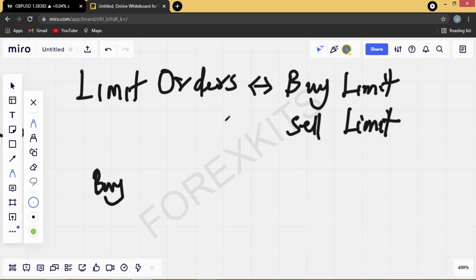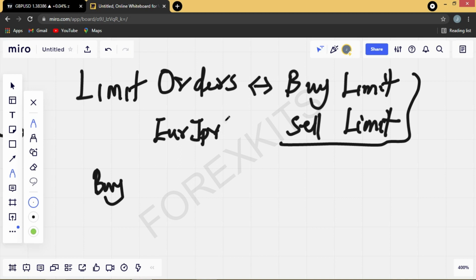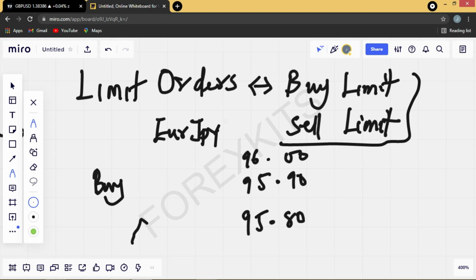You're willing to get into a buy trade, and remember, for a buy trade you expect price to go up, right? Let's take an example. Let's say that you are trading Euro JPY. Euro JPY is the instrument you are trading, and this is price quoted to you at 95.80. Then we have 95.90, and then we have 96.00. So price has been making moves higher, right?